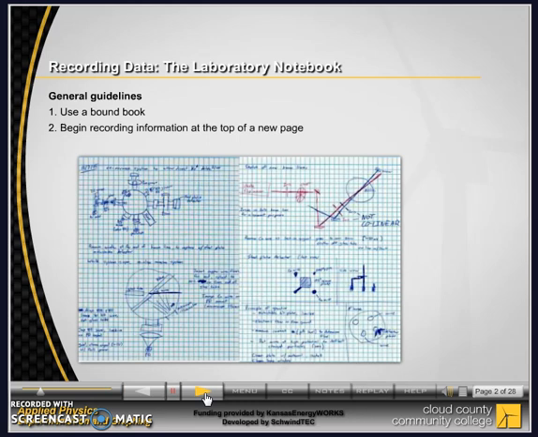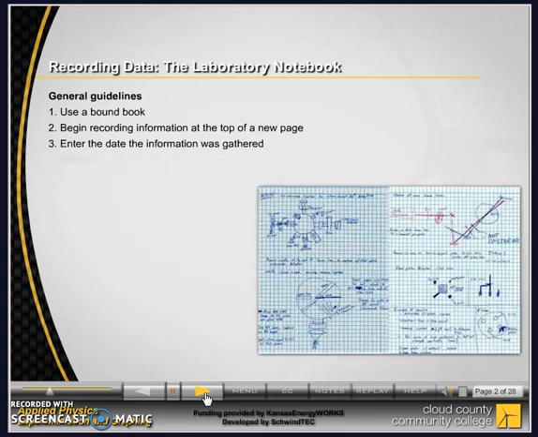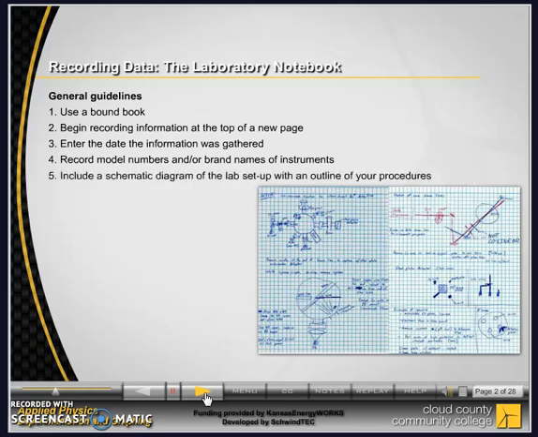Begin recording information about each experiment at the top of a new page and record the title of the experiment at the top of that page. Enter into the notebook the date the information was gathered. Record model numbers and/or brand names of instruments used if available. A schematic diagram of the lab setup with an outline of your procedures will make your lab notebook useful even without the lab manual. Organize the data in tables.